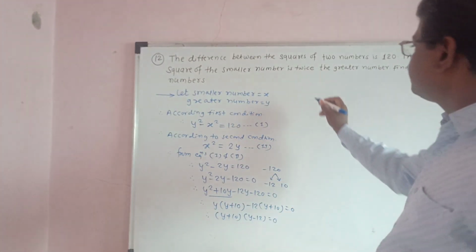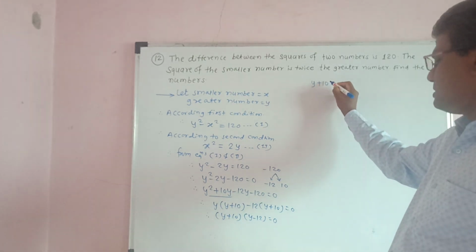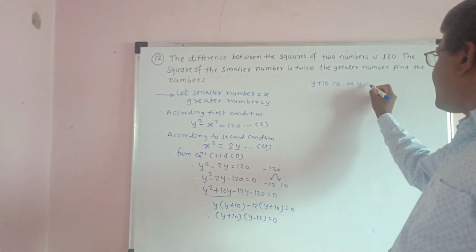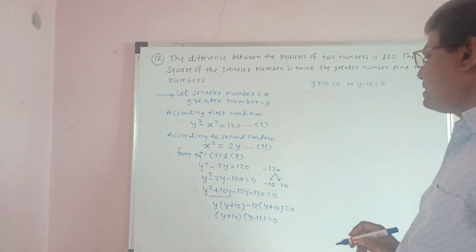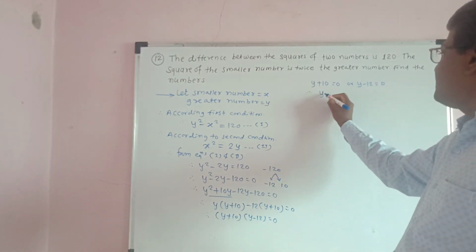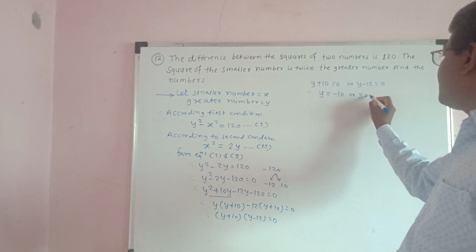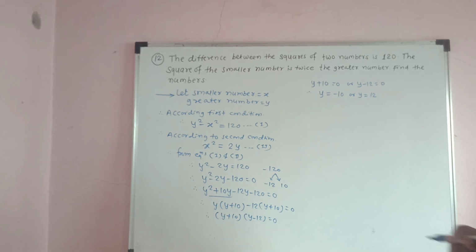Therefore y plus 10 is equal to 0 or y minus 12 is equal to 0. Therefore we get y is equal to minus 10 or y is equal to 12. Now y has two values, minus 10 and plus 12.